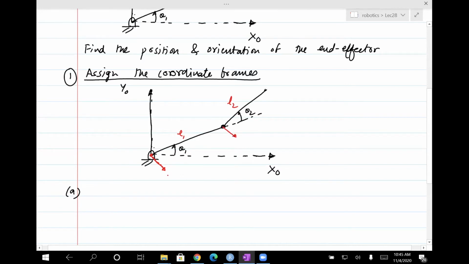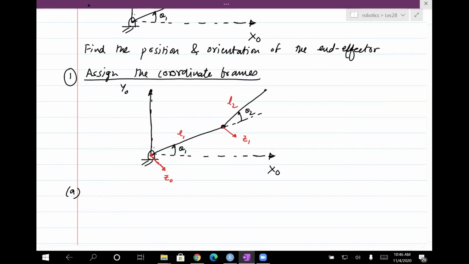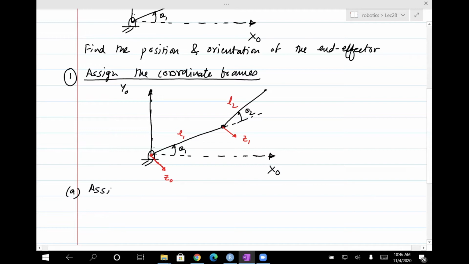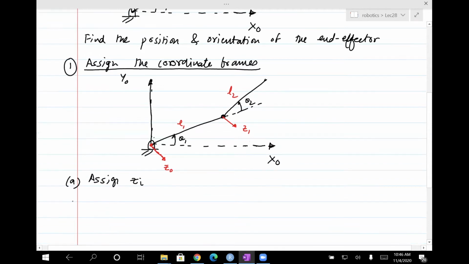So this is a 2-dimensional drawing, but the following questions will be 3-dimensional. So that's the axis, Z0, Z1. Okay, so assign Zi, which I just did. The second step is you need to assign frames. So assign the base frame. The base frame is also the fixed frame, which is O, X0, Y0, Z0, which is already done for you. So you don't have to do much here.